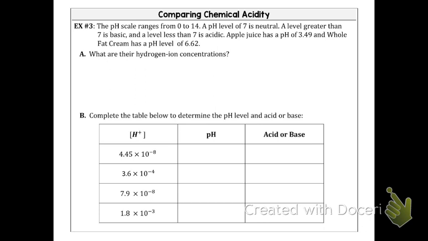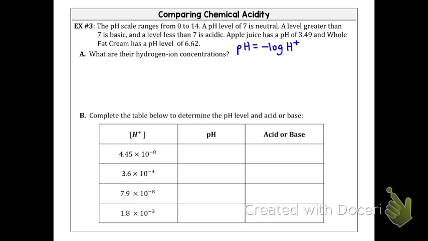A pH level of 7 is neutral. A level greater than 7 is a base. It's basic, and a level less than 7 is acidic. So it'd be an acid. So apple juice has a pH of 3.49, and whole fat cream has a pH of 6.62. It wants to know what are their hydrogen ion concentrations. So we know the formula that pH is equal to the negative log of the hydrogen ion concentration. That was given to us on the first, where we had all the three formulas.